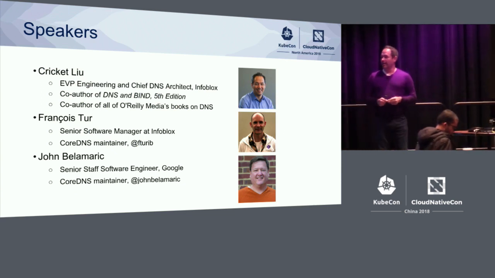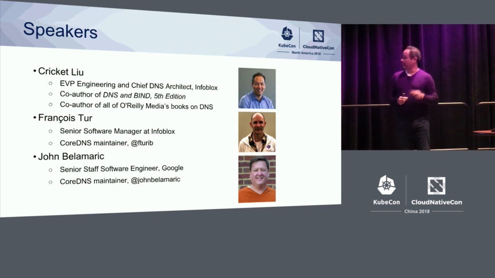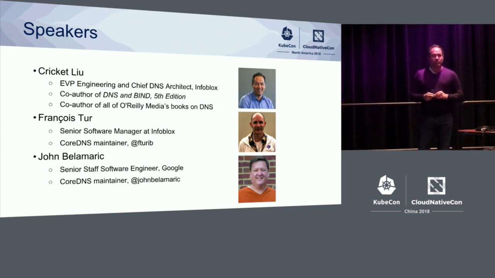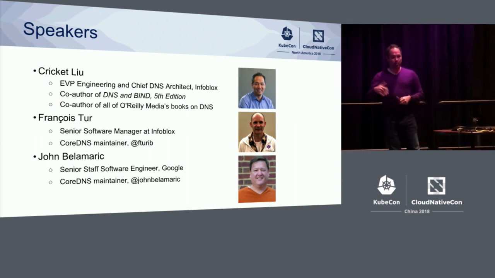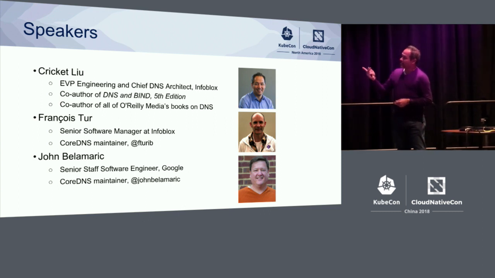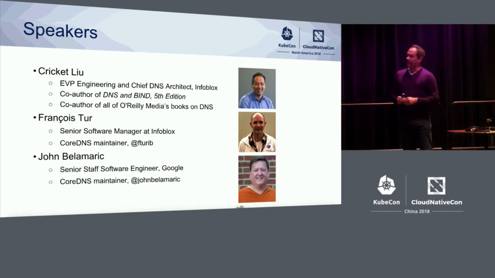My name's Cricket Liu. I am the Chief DNS Architect and an EVP of Engineering for a company called Infoblox. I also was one of the co-authors of a book called DNS and Bind, which is a blue and white book with a grasshopper on the cover. Until recently, I thought I was the co-author of all of O'Reilly's books on DNS, but apparently they slipped a new one in there that I had nothing to do with, so I'm not.